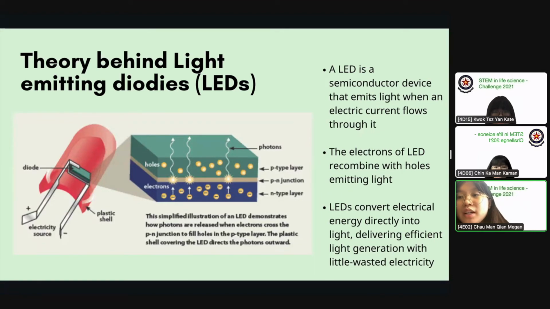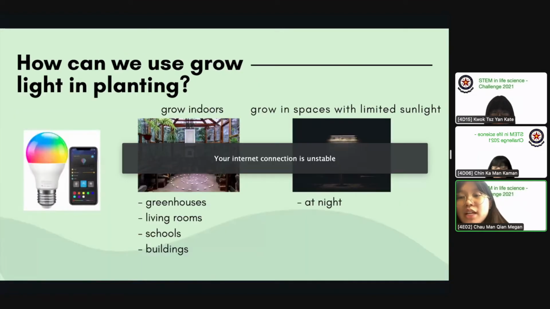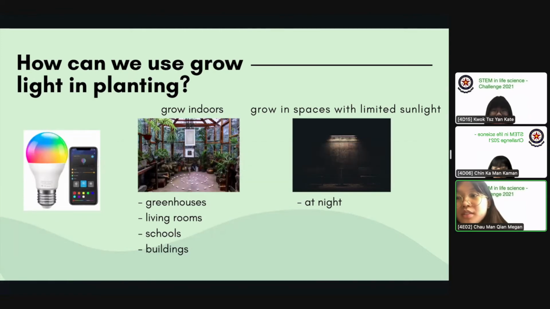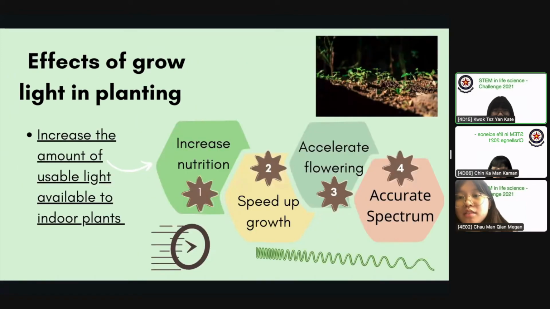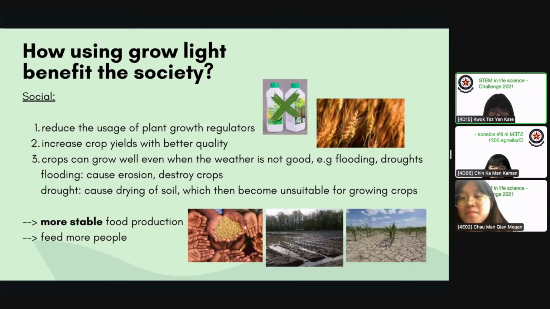By using grow light, plants can grow indoors, for example, greenhouses. Plants can also grow in spaces with limited sunlight, such as planting at night. The amount of usable light available to indoor plants increases. With a sufficient amount of light, nutrition for the plants increases. It speeds up the growth and accelerates flowering. The spectrum becomes more accurate. With all these effects, using grow light benefits the society in many aspects.